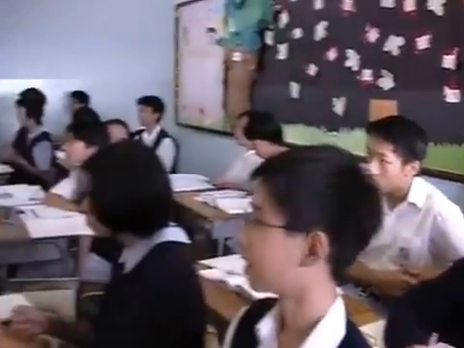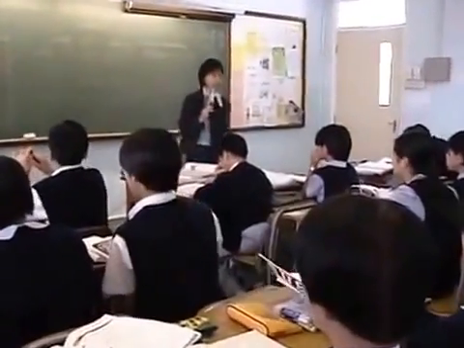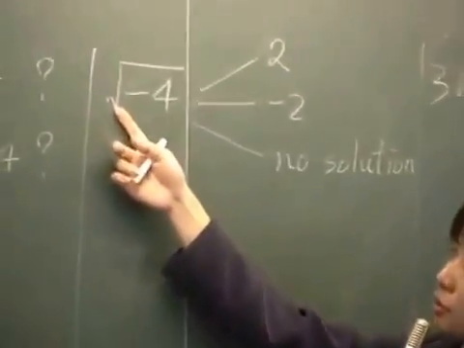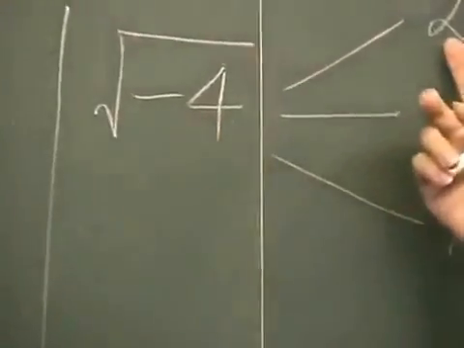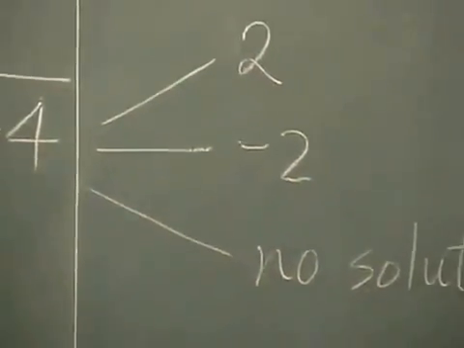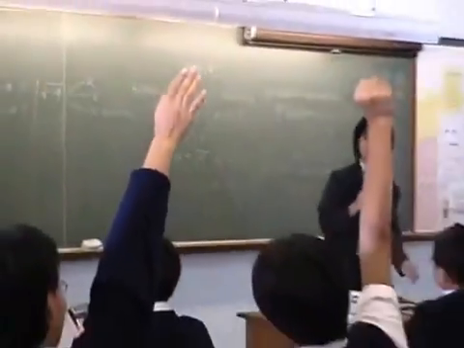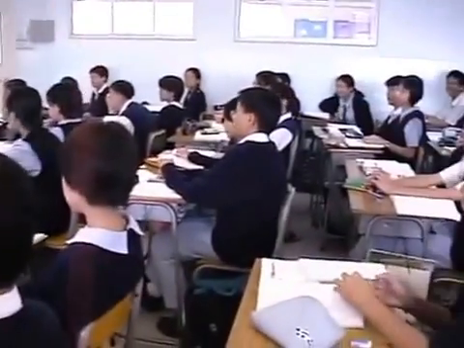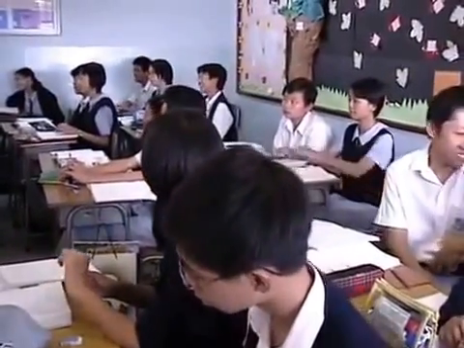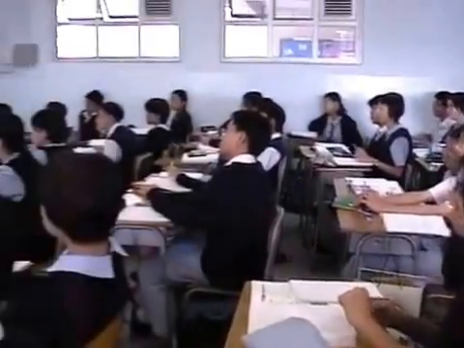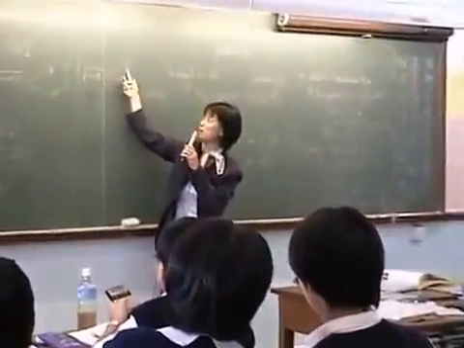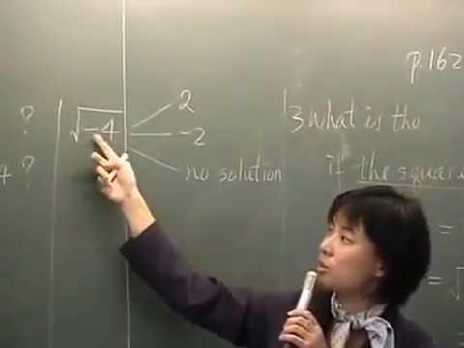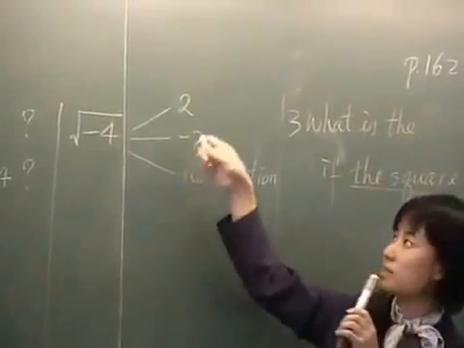Okay, wait a minute for you to think about this. So, this square root of negative 4, is it equal to 2, or negative 2, or no solution? Okay, who says that it is equal to 2? Put your hand up. Why? Because taking the square root means finding the number times itself equal to negative 4. So 2 times 2 is 4, so it does not equal negative 4. How about negative 2? So this answer is incorrect.